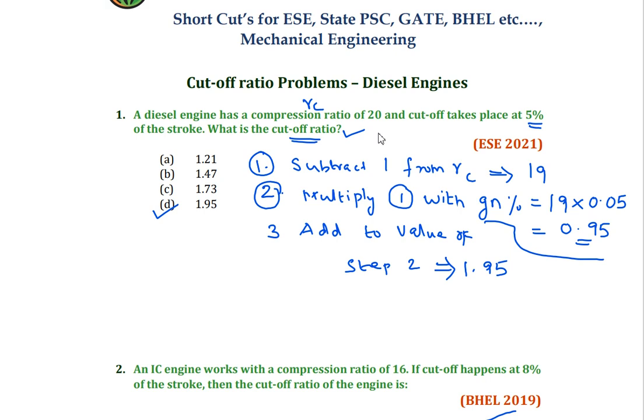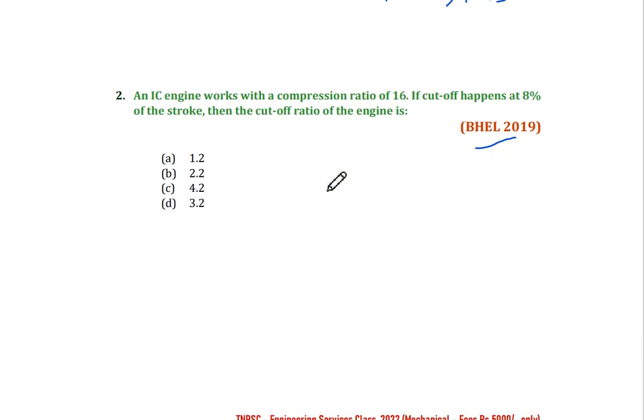I'll just tell one more time. Since I'm explaining it, it took some time, but in the examination it will hardly take some 20 to 30 seconds. In the first step, reduce the compression ratio by 1. In the next step, multiply that with the percentage, and finally add 1 to that value. You will get the required cutoff ratio. This question was asked in engineering services exam 2021. Now we'll check the next question where we'll try to do it directly.